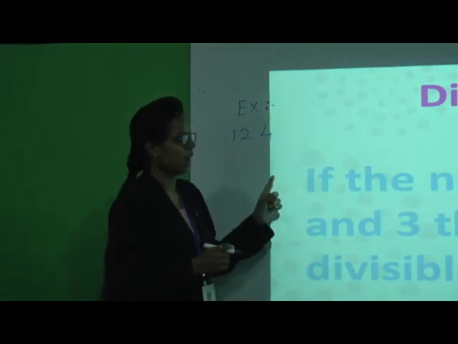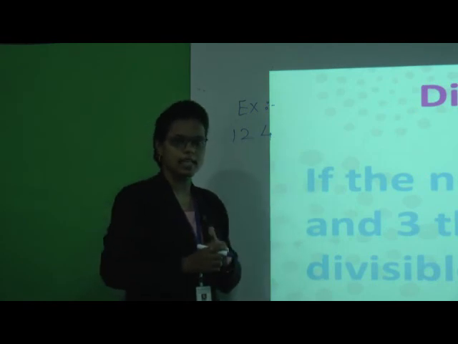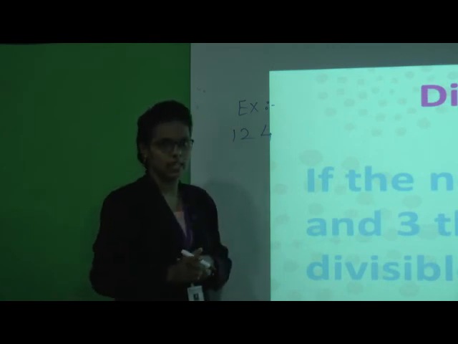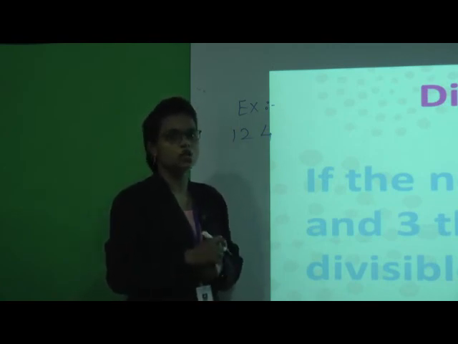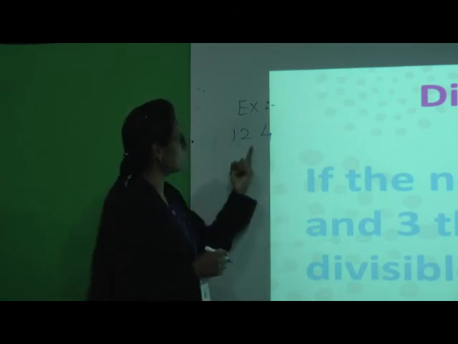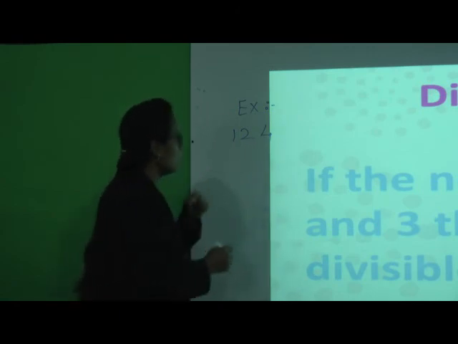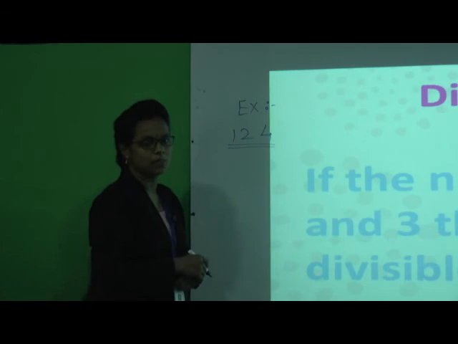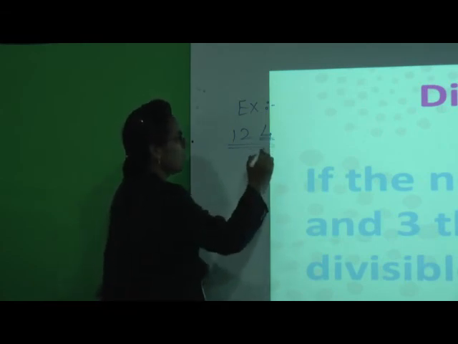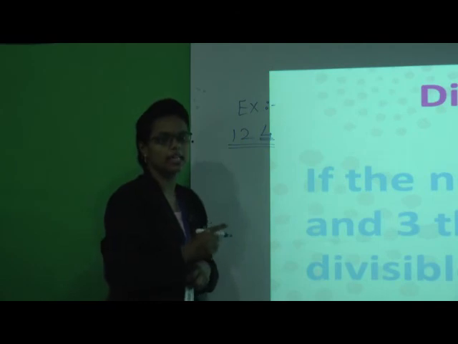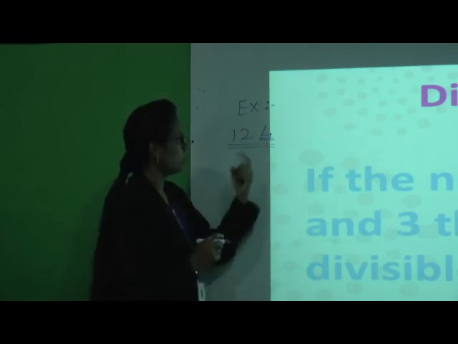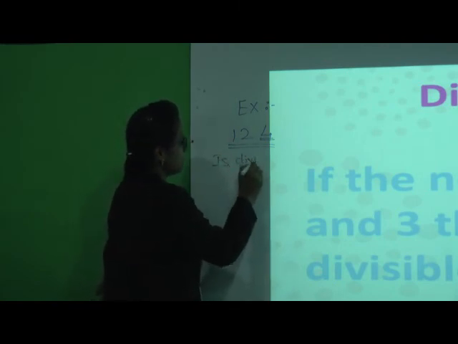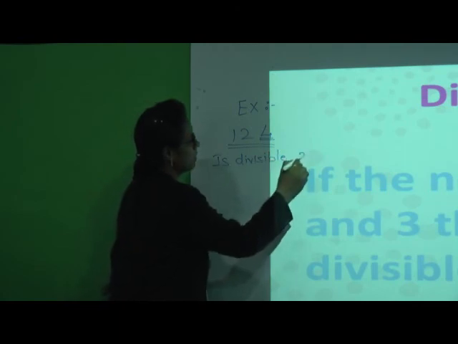So according to the divisibility rule of 6, if the number is divisible by 2 as well as 3, then the number is divisible by 6. So first we will find out whether the given number is divisible by 2 or no. To find that, we have to see its ones place. If in its ones place we have the numbers like 0, 2, 4, 6, 8. Now we have here 4 which is divisible by 2. So the given number is divisible by 2.